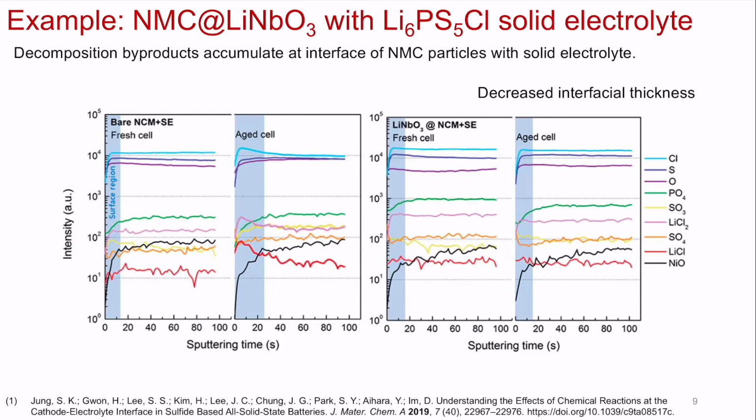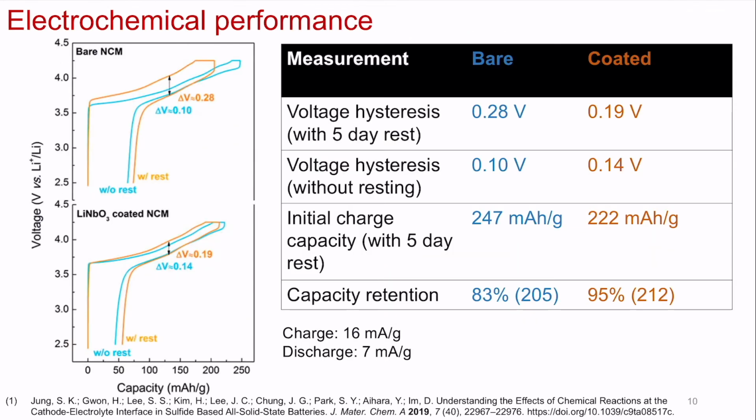This is the more dramatic indicator, and you can also track, because this is secondary ion mass spectroscopy, you can get the signal and the count for exactly what the species are based on the mass, right? So you can have some chloride decomposition, some sulfide, some phosphate, some sulfite, some LiCl2, which is unusual, some sulfate, some lithium chloride, and then you also have the NiO detection from the beginning of your cathode material as well.